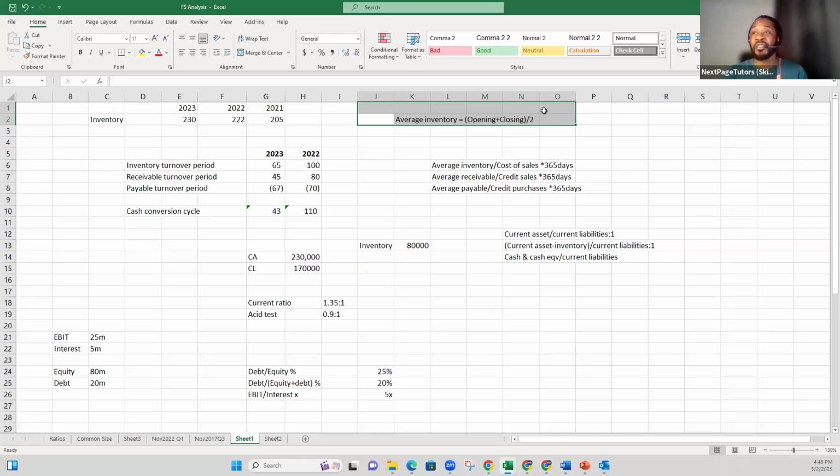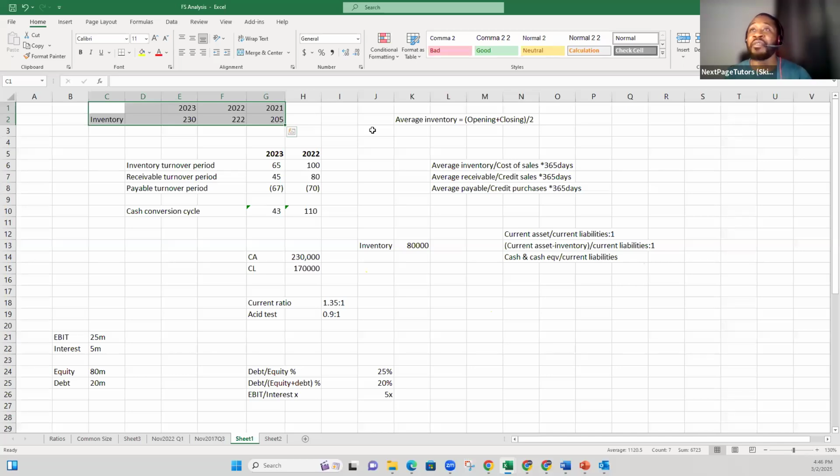So it means if I want to do opening for 2020, take a look at this example. If I want to get my average for 2023, I should easily know that my opening will be the number at the end of 2022, which is 222. I will now add it to the number at the end of 2023, which is 230, divided by 2. That gives me the average for 2023. If I want to get my average for 2022, I will do 222 plus 205 divided by 2.